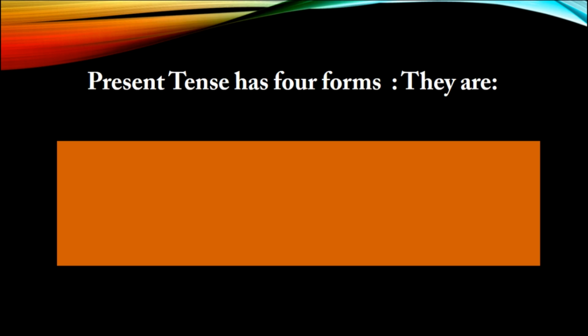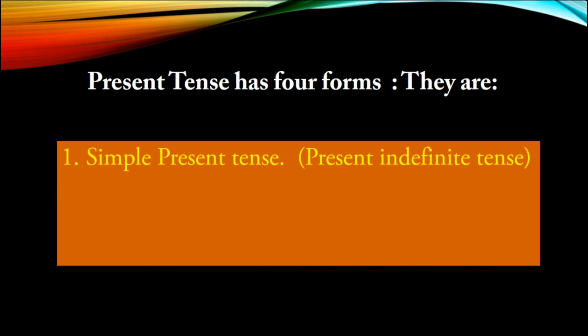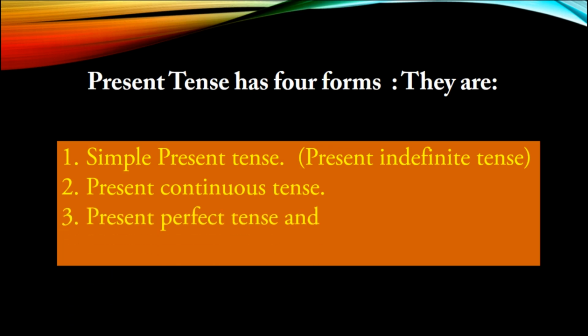Present tense has 4 forms. They are: 1. Simple present tense, which is also known as present indefinite tense, 2. Present continuous tense, 3. Present perfect tense, and 4. Present perfect continuous tense. In this class, we are going to learn simple present tense, its structure and uses.